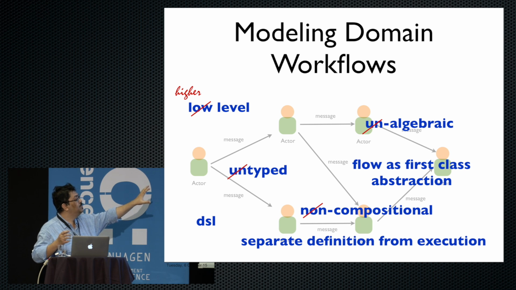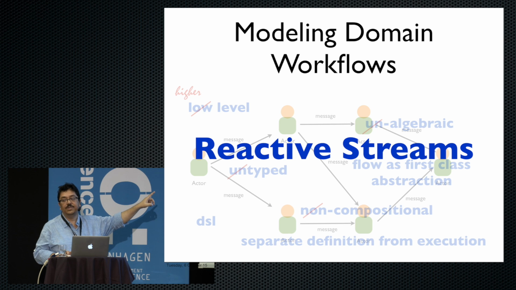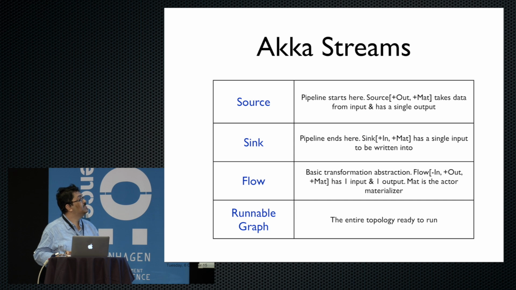We would not like to use the lower level actor framework for modeling our workflows. And this is exactly what reactive streams offer. Reactive streams offer a compositional type-safe way to model your stream-based workflows. And one of the implementations of reactive streams is Akka streams. It gives us natural abstractions for each of these artifacts.